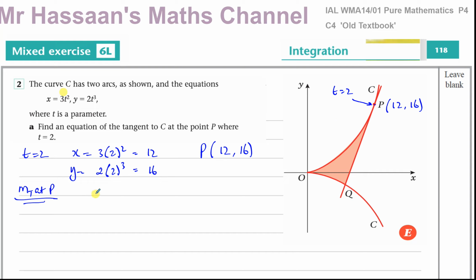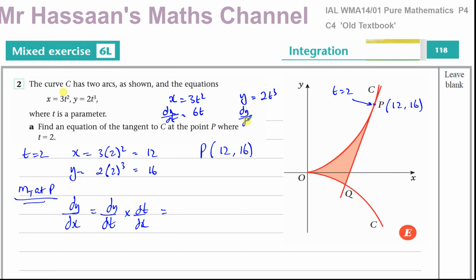So we have to find basically dy/dx. We've got to take our parametric equations and find dy/dx. Now that is found using the chain rule. So dy/dx is dy/dt times dt/dx. So we've got to find dy/dt and dx/dt. We have x equals 3t squared, so dx/dt is 6t. And we have y equals 2t cubed, so dy/dt is equal to 6t squared.